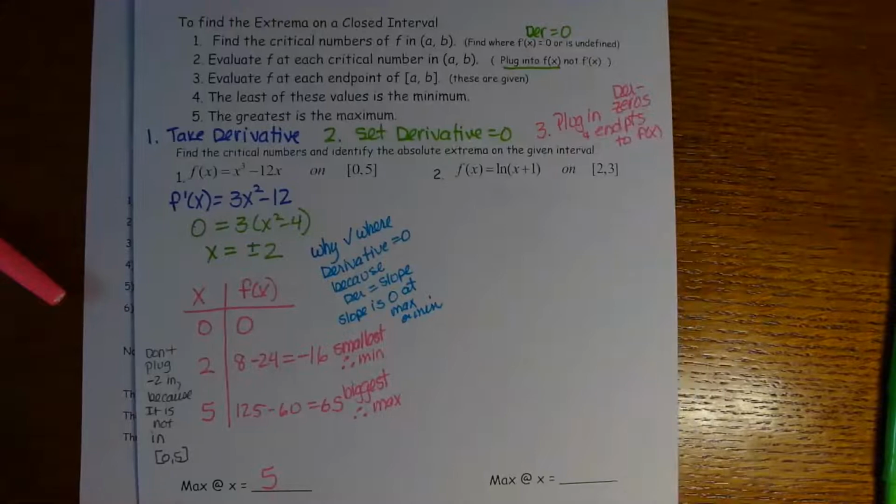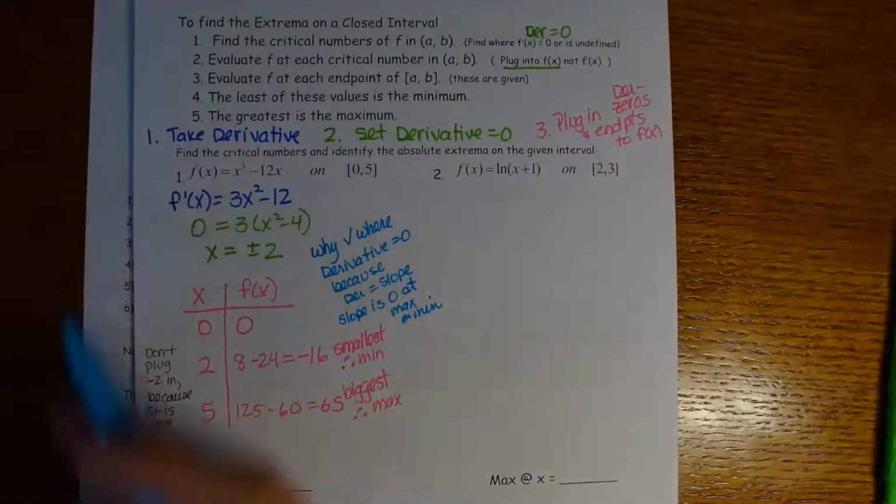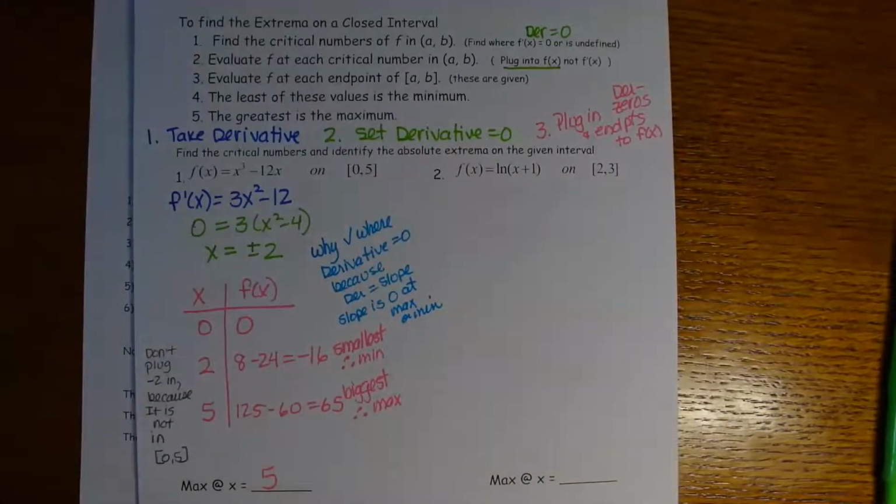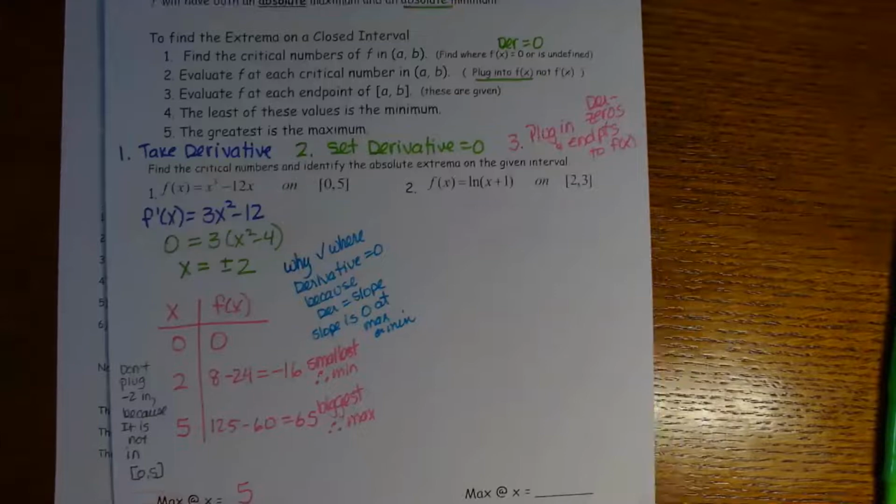Isn't this exciting? Super Bowl weekend, you got the extreme value theorem. Woo! Go Bucks, go Brady. Okay.